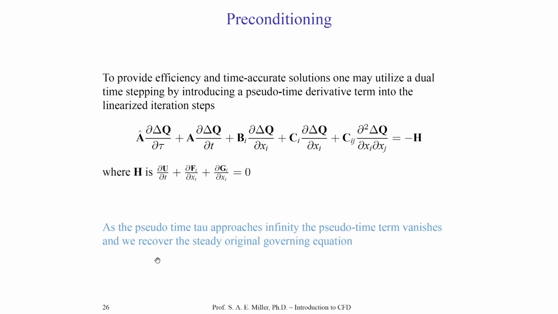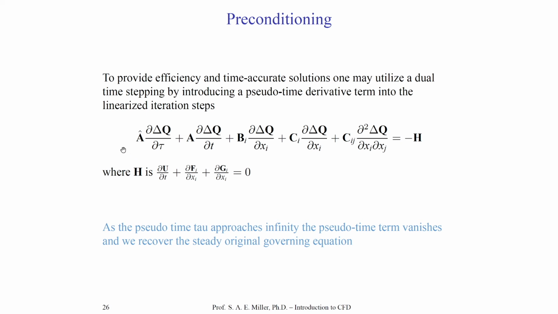We can further improve the efficiency in time-accurate solutions. We may try and utilize a dual time-stepping method, which we showed previously, of course, for a midpoint type method for SIMPLE and PISO. And we'll introduce a pseudo-time derivative. So for finding a steady flow, we will introduce a pseudo-time derivative, and we'll try and drive that to 0 in a linearized iteration step form.